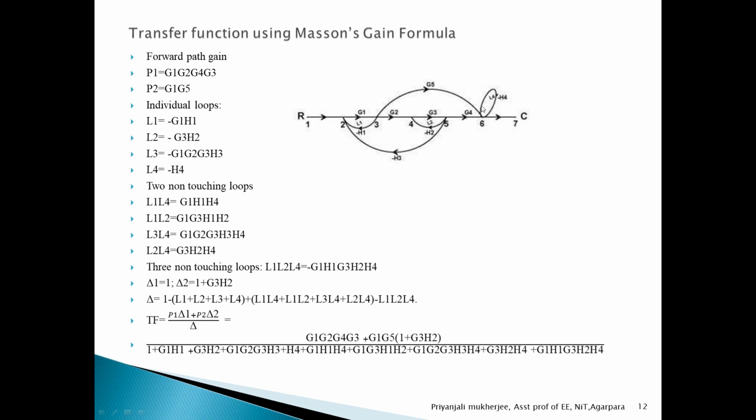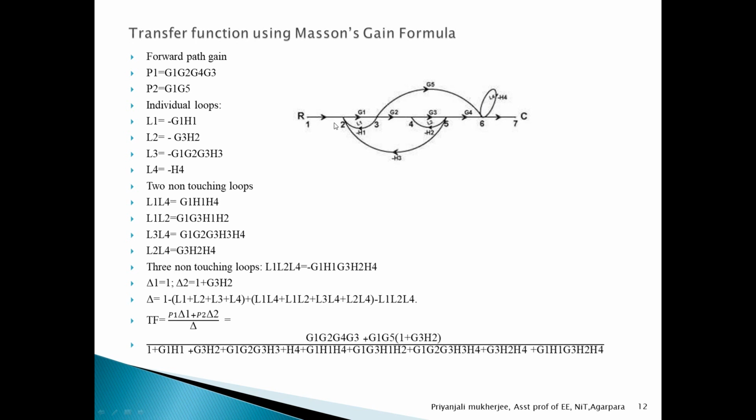Next are L3 and L4, and finally L1 and L2. So all these 4 combinations are two non-touching loops: L1 L4, L2 L4, L1 L2 and L3 L4. Next we need to find out if there are any possible 3 non-touching loops. If we consider L1, L2 and L4, among these 3 there is no common node or common path, so these 3 can be taken as 3 non-touching loops.